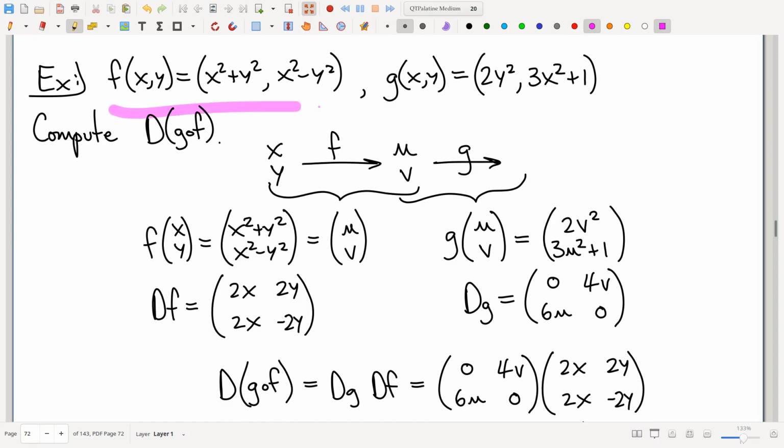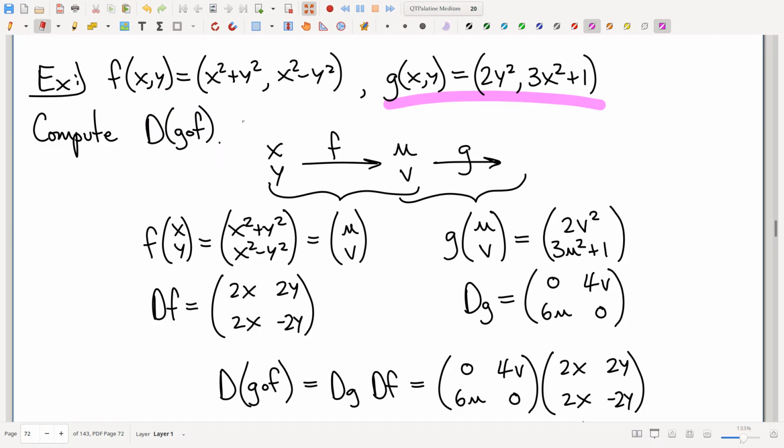Here's a couple of multivariable functions, and we could reasonably be asked what's the derivative of the composition, and we've already got a problem. There's nothing wrong with f, there's nothing wrong with g, but as soon as I say I want to compose them, I've got a confusion of variables problem, and you've got to fix that before you do anything else.